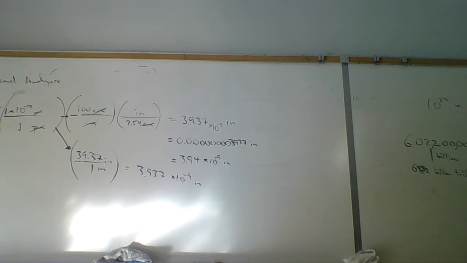Well, let's think about that. In 1 mile, there's 5,280 feet. What do you think, exact or approximate? In other words, by definition or approximately? Okay, this is by definition. By definition, there's 5,280 feet in a mile.